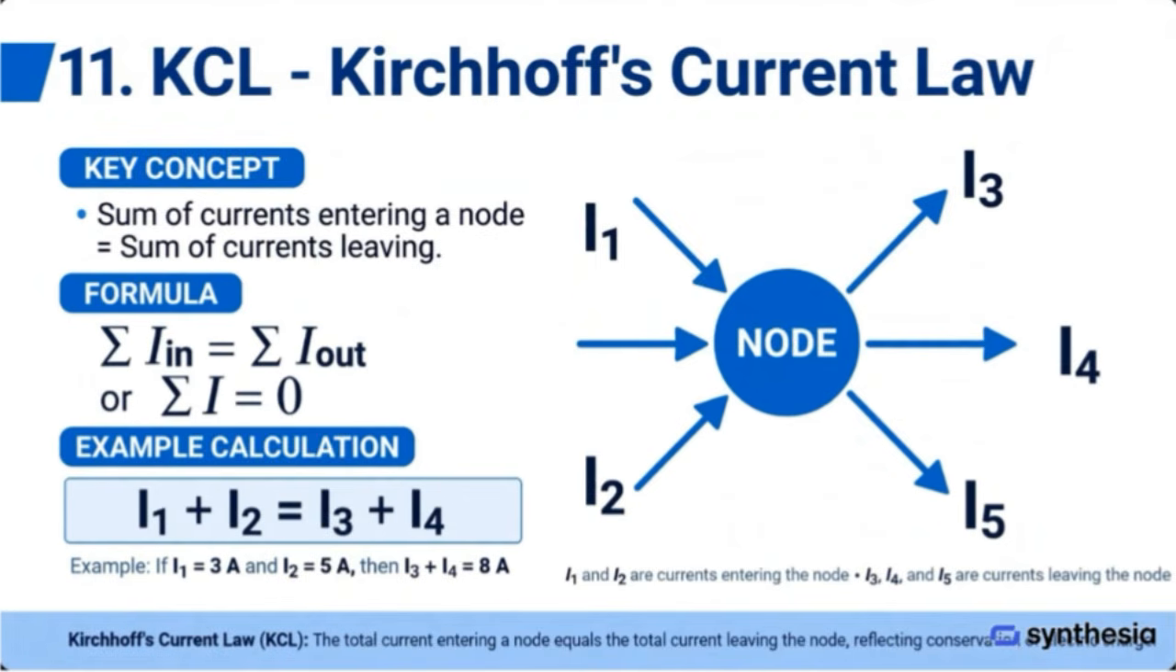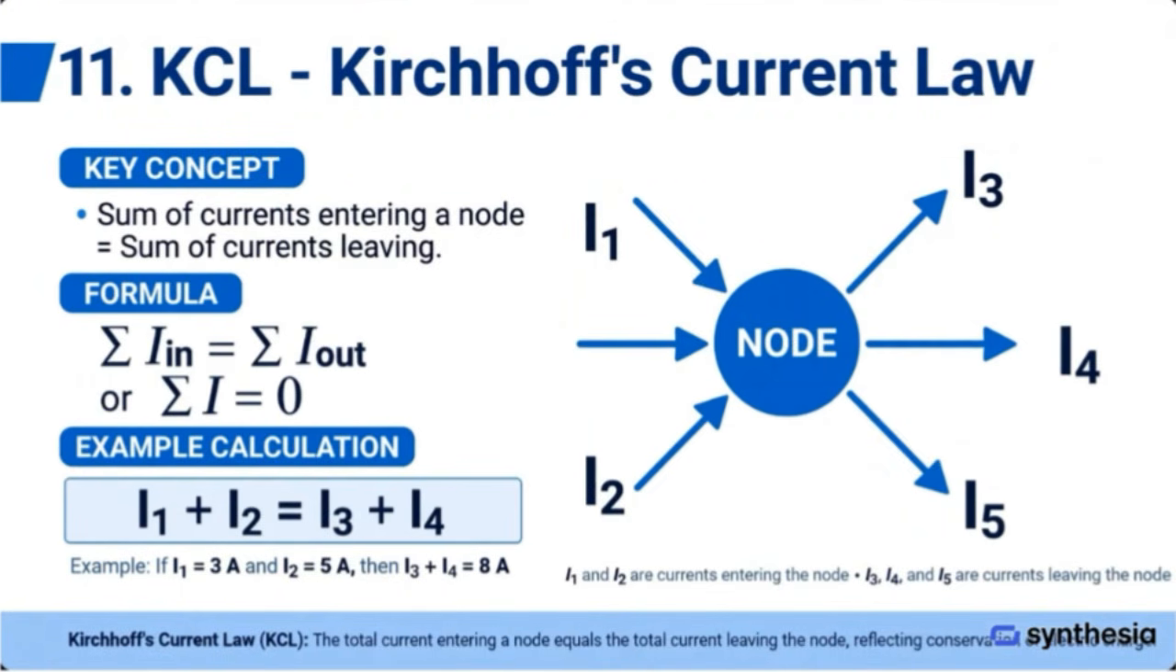Kirchhoff's current law states that the sum of currents entering a node equals the sum of currents leaving, or the algebraic sum equals 0. In the diagram, I1 and I2 are entering the node whereas I3, I4, I5 are leaving the node. So I1 plus I2 equals I3 plus I4 plus I5. It works on the law of conservation of charge.